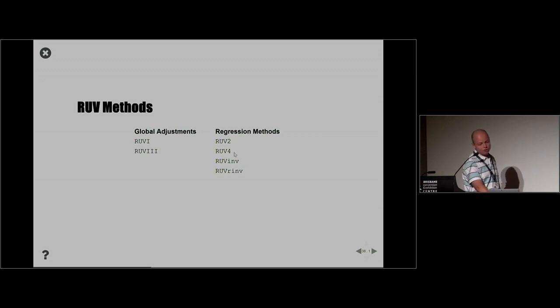Both with RUV2 and RUV4, you need to pick a number of factors to include in the model. And that's the K that I was mentioning just a few minutes ago. With RUVinv and RUVrinv, with both of these, you do not need to select a number of factors to include in the model. It actually includes all of them. And I won't go into the math of it, but it actually starts to become something more like a mixed effects model. Okay, these two, like RUV4, are much more robust to misspecification of the negative controls.